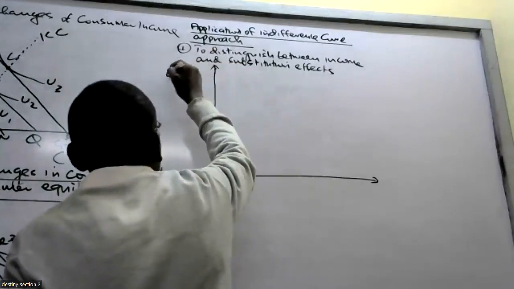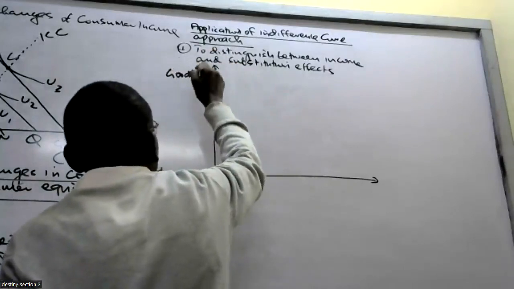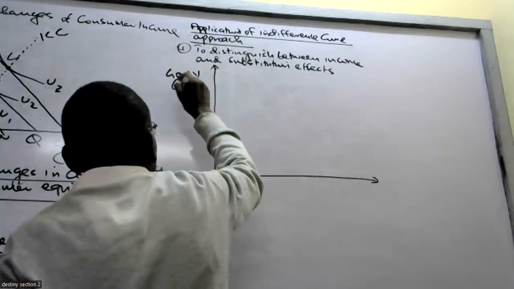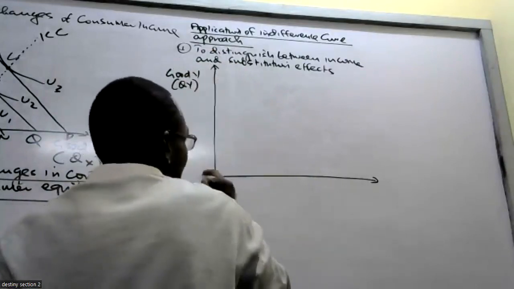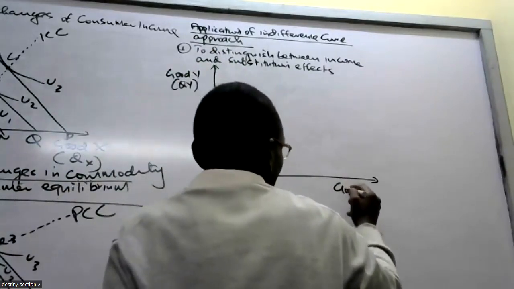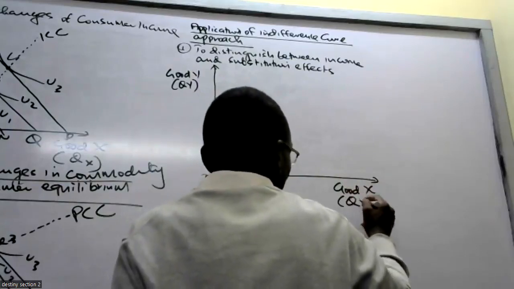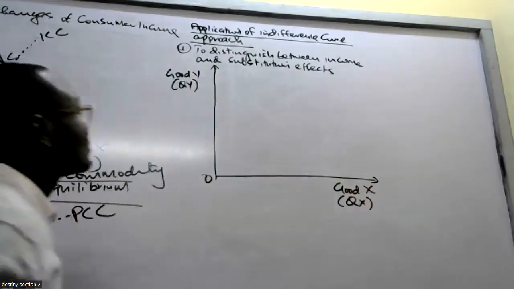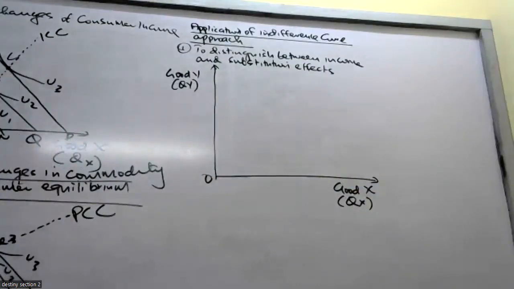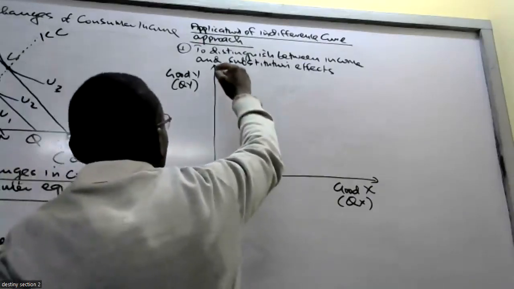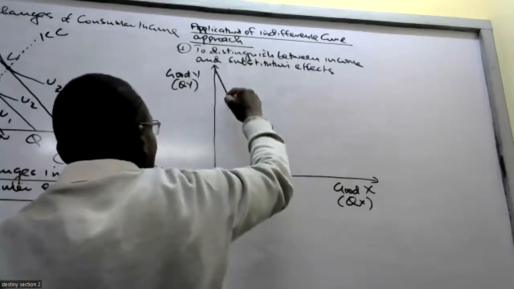So again, we have good Y and we have good X, QX. We want to distinguish between income and substitution effect. The first thing we put here is the budget line. So let's say we have a budget line.